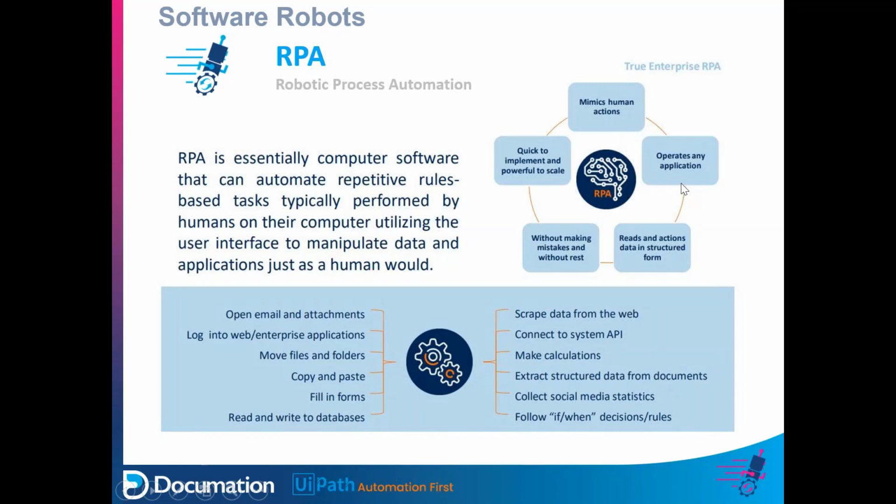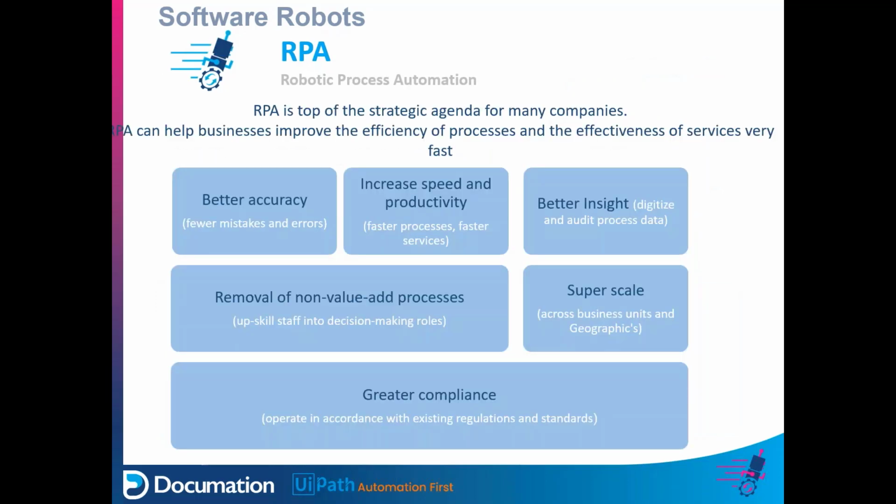So RPA is typified by mimicking human actions. It can operate any application, and unlike humans, once you've programmed it correctly, it can do that without making mistakes and without stopping. So a robot, unlike a human, will work 24/7, 365. And because it mimics human actions and operates on any of your existing applications, it doesn't require comprehensive process change, and therefore it can be very quick and powerful in terms of implementation and scaling.